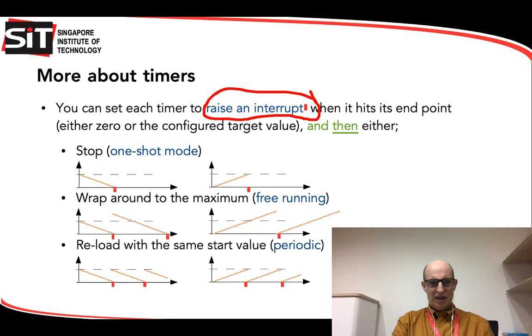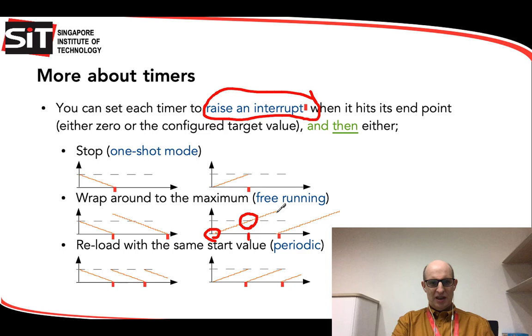You can also get that timer to behave differently at that point. It can either stop, which means it's in a one-shot mode, and counts down and finishes, or counts up and then finishes, or you can allow it to free run. What free running means is, let's say an up counter starts at zero, it counts 1, 2, 3, 4, 5, 6, it hits the target, and when it hits the target, it raises an interrupt, which is not shown here, and then it continues counting after it hits the target. And it continues counting up to its maximum.